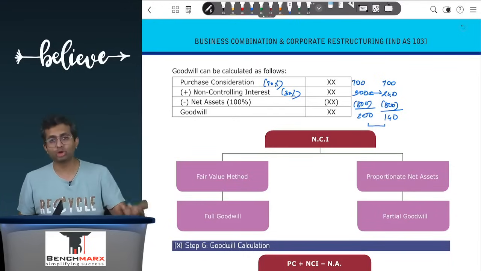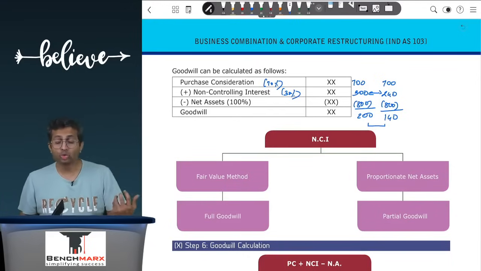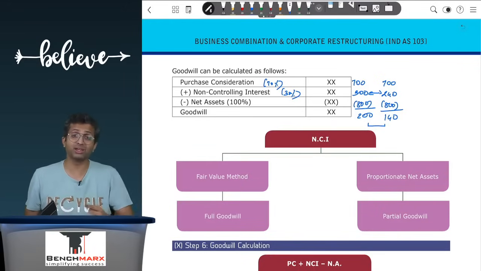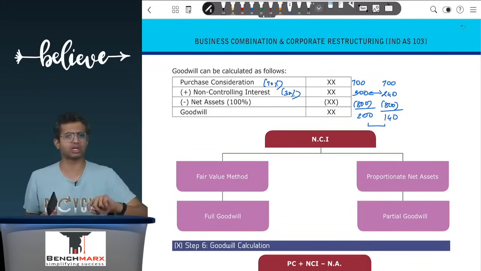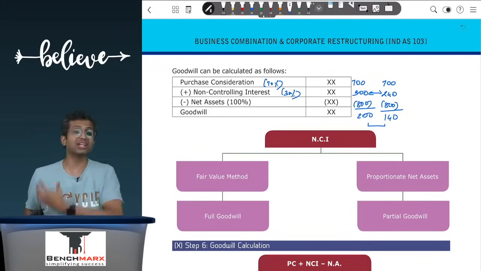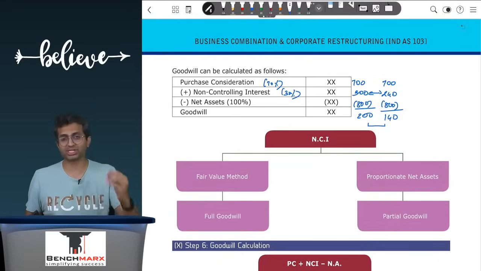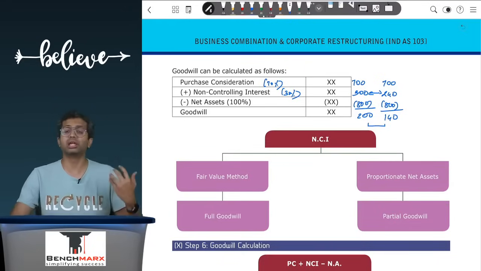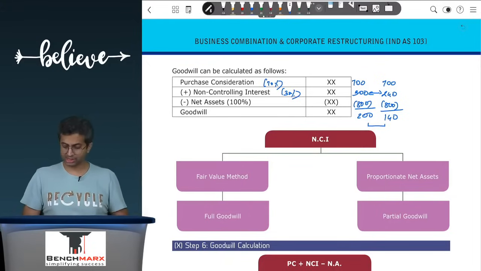However, full goodwill refers to the goodwill of the entire business. Like, 70% stake you have acquired, but for the remaining 30% also, if you go in the market and acquire, you will not get it at 240, you will have to pay 300. And hence, for the entire 100% of the business, I'll have to pay 700 and 300, that is 1000, against net assets of 800, and hence the goodwill is 200.